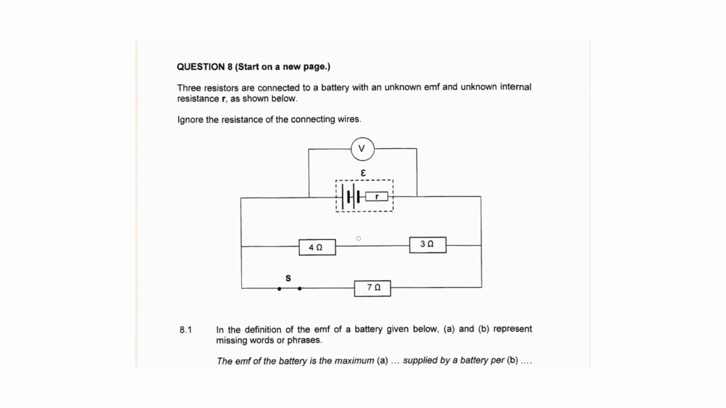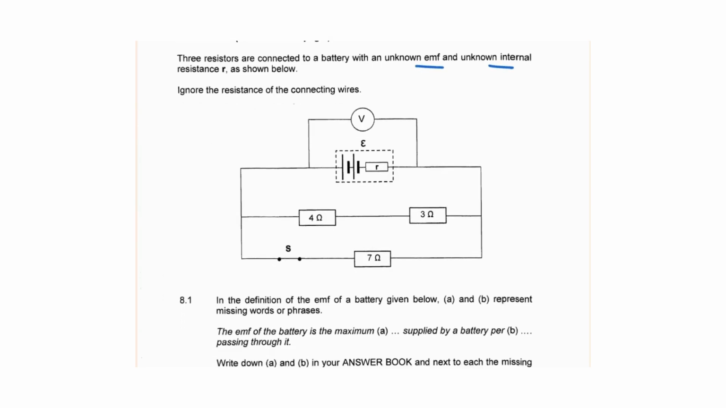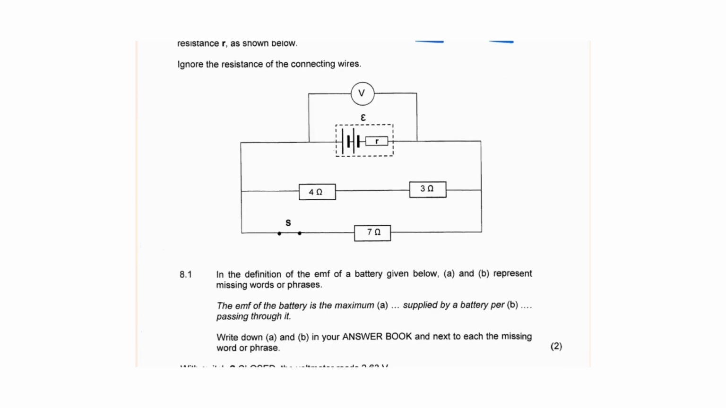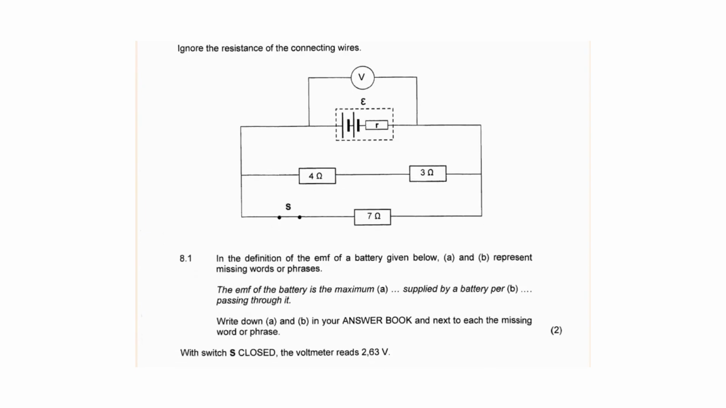Okay, and now question 8, the last question. We have 3 resistors that are connected to a battery with an unknown EMF and an unknown internal resistance, small r, as shown in the diagram below. Ignore resistance in the connecting wires. So we are ignoring the resistance of the connecting wires. And then the first question, in the definition of the EMF of a battery given below, A and B represent missing words or phrases. So the EMF of the battery is the maximum A supplied by a battery per B passing through it. So write down A and B in your answer book.